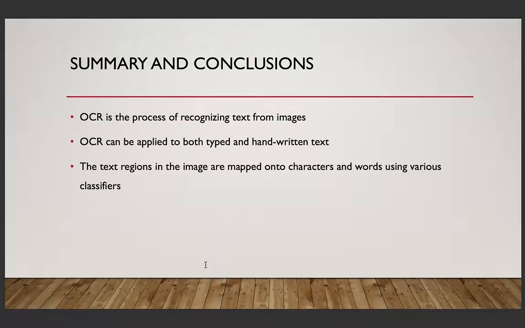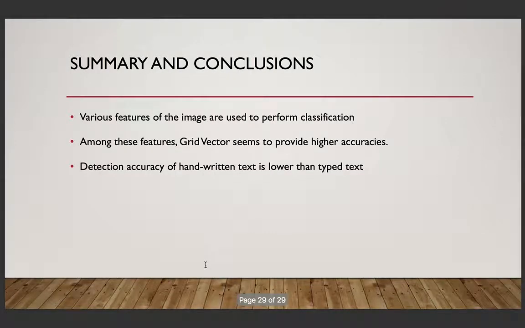So here I would like to conclude my theoretical presentation by saying that we are now able to detect text from images. The key takeaway is that the grid vector seems to be a very good feature for providing high accuracies, and the detection accuracy for handwritten text is lower than for typed text, which is expected because of the variation present in handwritten text.